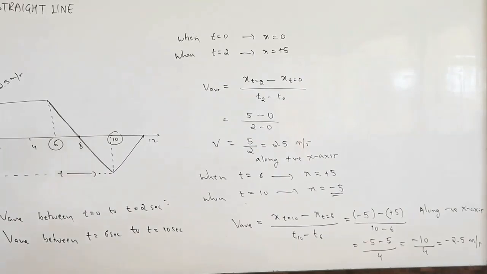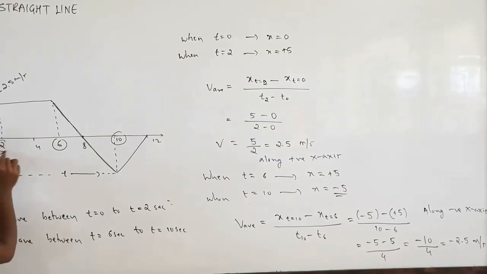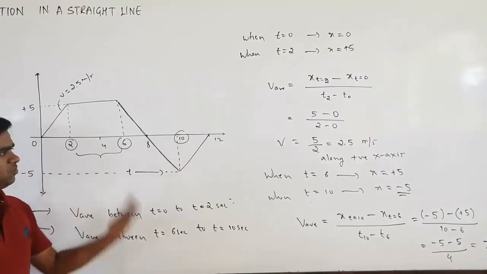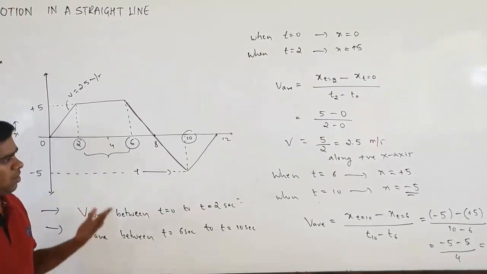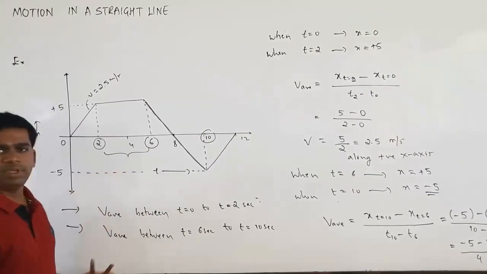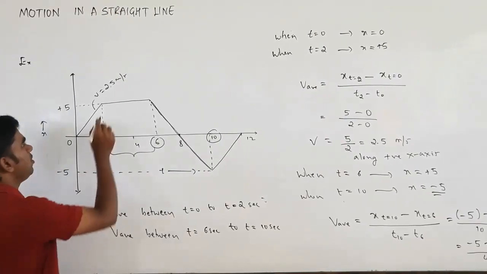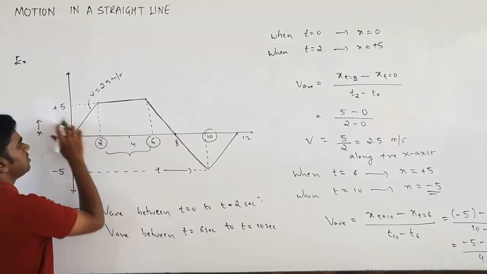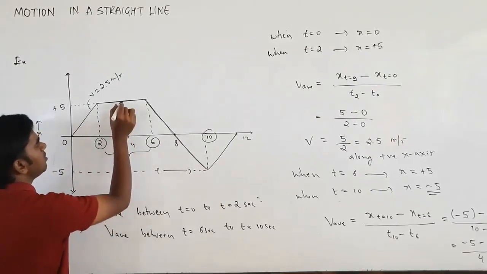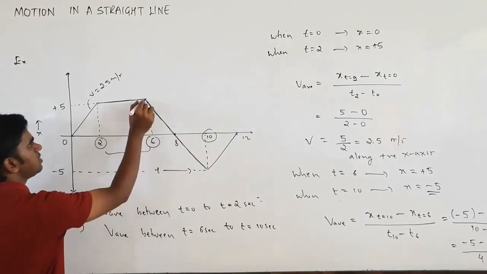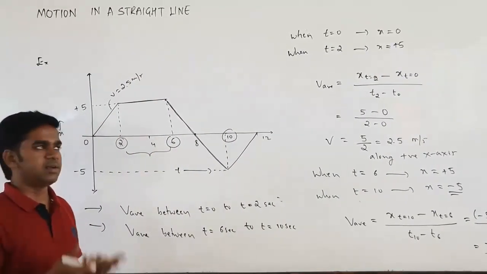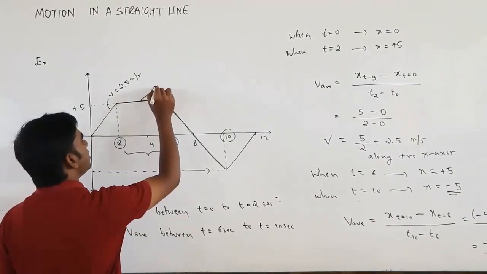Then you may ask, what is happening between time 2 to 6 seconds? Whether velocity is 2.5 or minus 2.5, or whether the body is moving or not. So if you look at the graph, position is the same. When t equals 2 seconds, position is the same. If you take in between some 4, position is the same. At 6, position is the same. Position is not changing, which means the body is at rest.